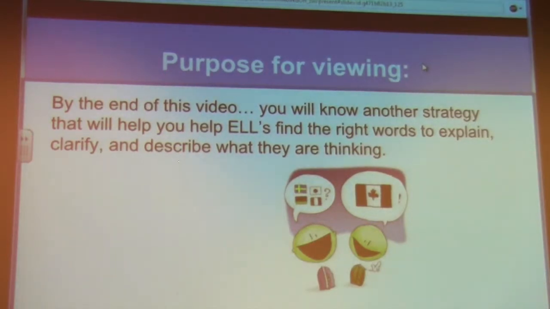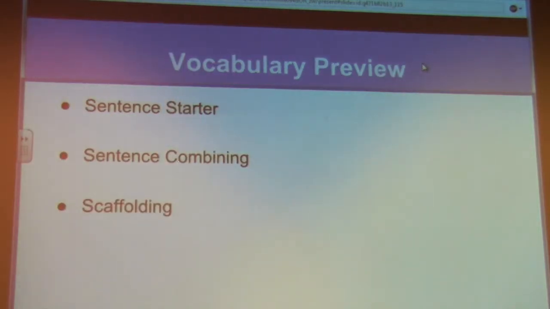By the end of this video, you will know a technique that will help English language learners find the right words to explain, clarify, and describe what you are thinking. Before we continue on in our presentation of sentence starters, we need to go over some vocabulary words that are commonly used. The first word is scaffolding.